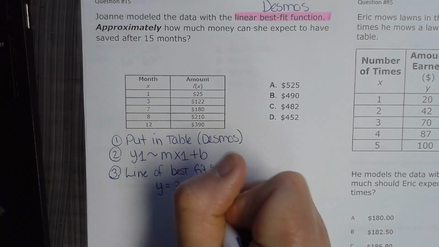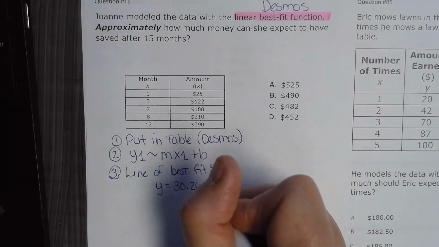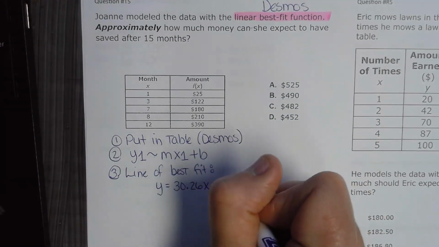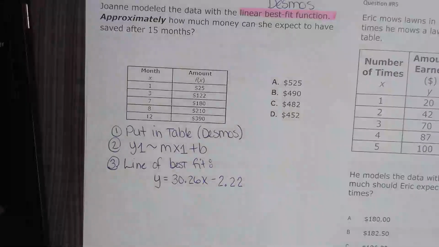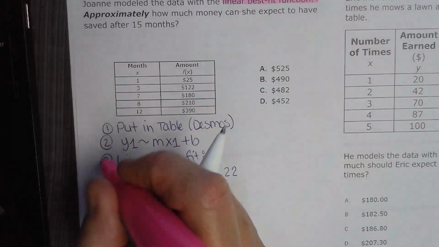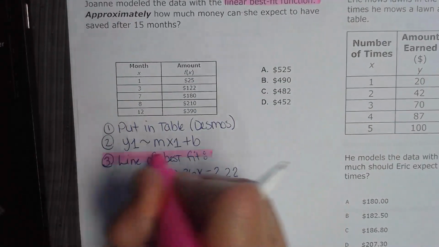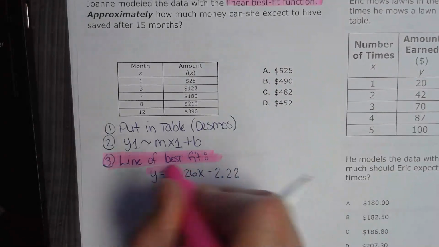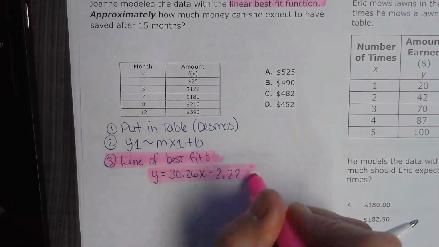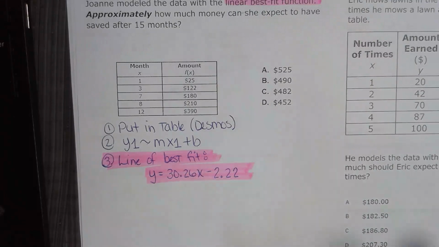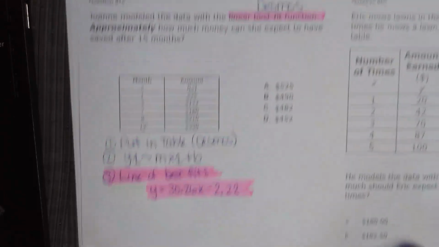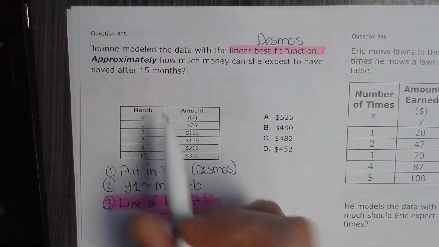The line of best fit is y equals, the m is 30.26. I need to put an x on that. And the b is negative 2.22. So make sure that you go through the motions in Desmos. Put this in, and I want you to write your line of best fit. Now, we have to go one step further. We're going to use this line to make a prediction.